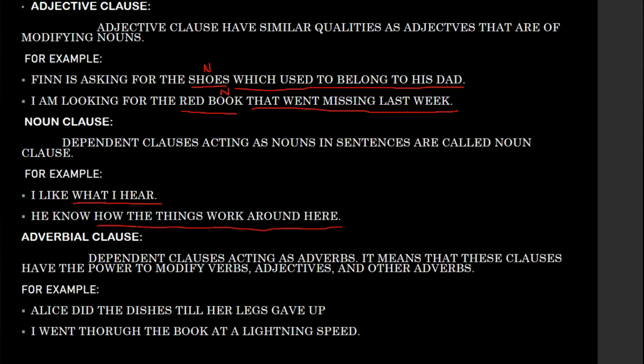The next one is adverbial clause. Dependent clauses acting as an adverb. So what is an adverb? Adverb is the word that has the power to modify verbs, adjectives, and other adverbs. So the clauses that have the power to modify verbs, adjectives, and other adverbs are called adverbial clauses. For example, Alice did the dishes till her legs gave up. So here, till her legs gave up is an adverbial clause. The next one is I went through the book at a lightning speed. So here, at a lightning speed is our adverbial clause.